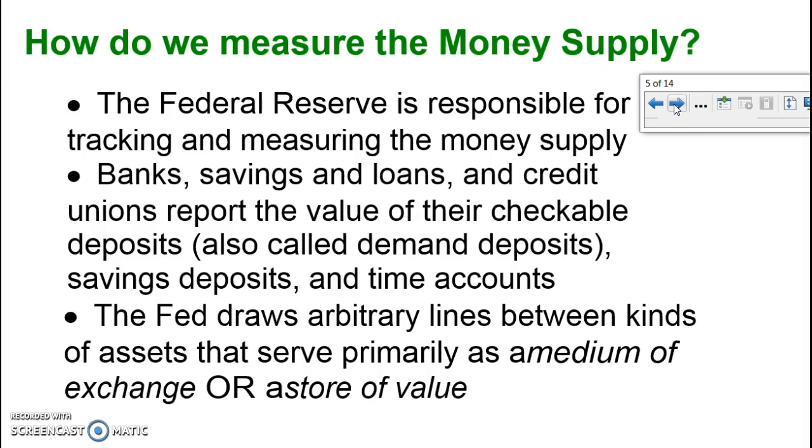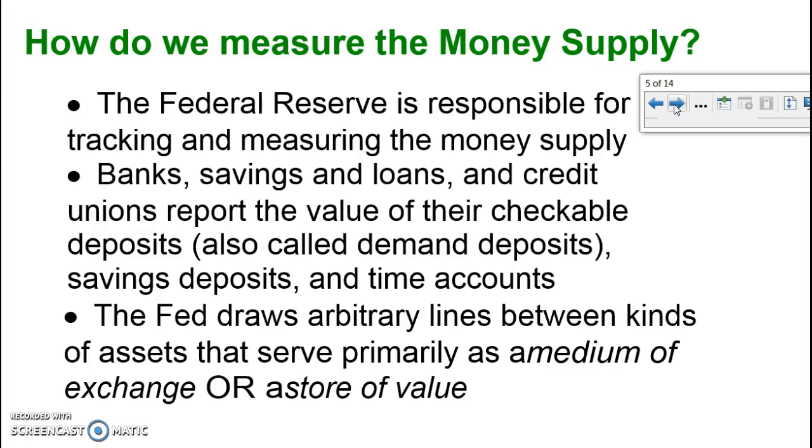Okay, so how do we measure this thing we call the money supply? What is the money supply? The money supply is measured by the Federal Reserve, and the Federal Reserve you've learned about and you're going to learn a little bit more about next week. The Fed measures and tracks the money supply, and the Fed influences increases or decreases in the money supply. Banks and savings and loans and credit unions all have to report the value of what people have in their checking accounts, savings accounts, and time accounts, which are like certificates of deposit.